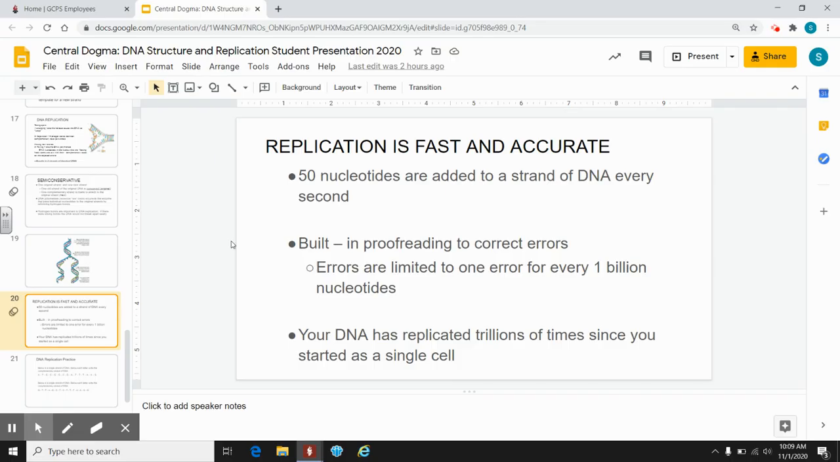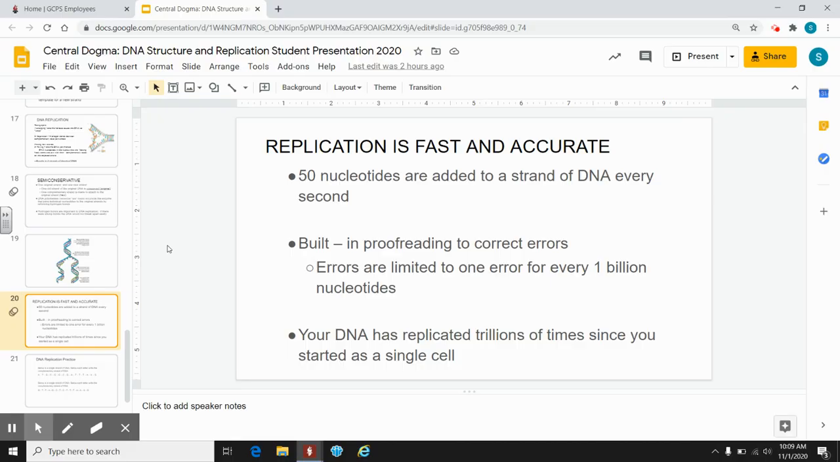So think about all the DNA that we have, and that at one time, way back in the beginning, before you were born, you were just a single fertilized egg. And from that single cell, you're you. Okay? So replication is fast, super fast, and it's accurate. So errors can be fixed on site.